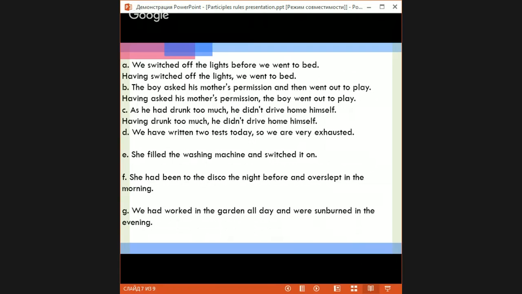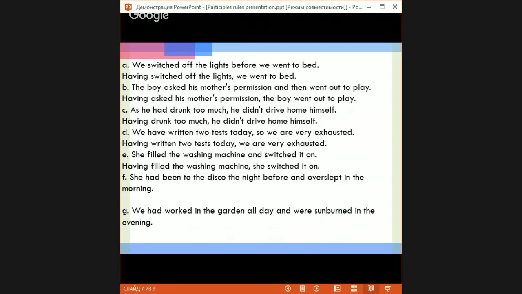We have written 2 tests today, so we are very exhausted. Having written 2 tests today, we are very exhausted. She filled the washing machine and switched it on. Having filled the washing machine, she switched it on.